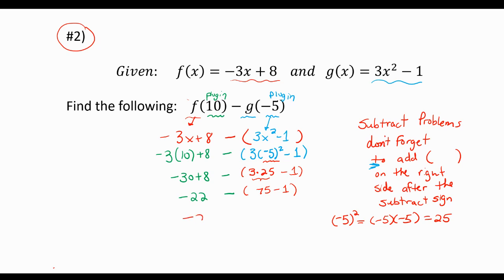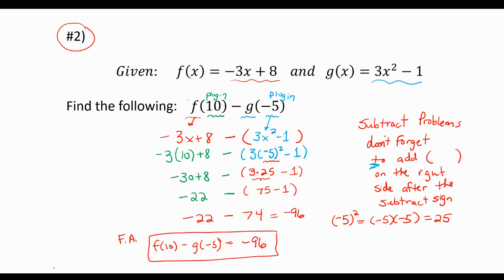Okay. So I'm going to write this down. Negative 22 minus, what's 75 minus 1? 74. And at that spot, we can drop the parentheses. And that's equal to negative 96. So the final answer would be just the problem written down. So f of 10 minus the g function at negative 5 is equal to negative 96. So you can go ahead and hit pause here if you need to copy some of this down.